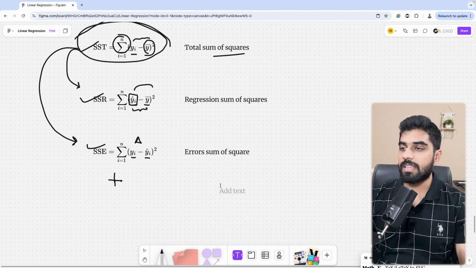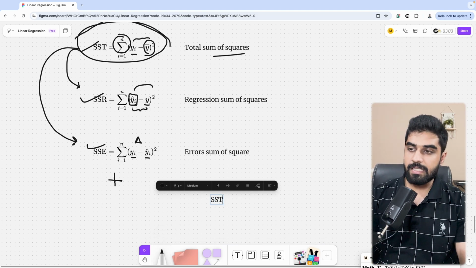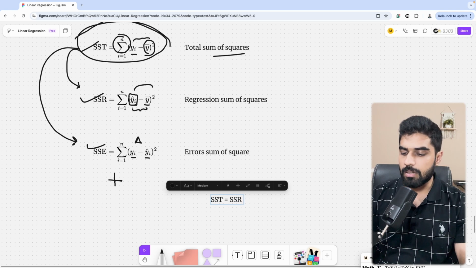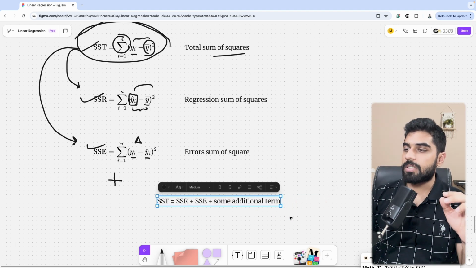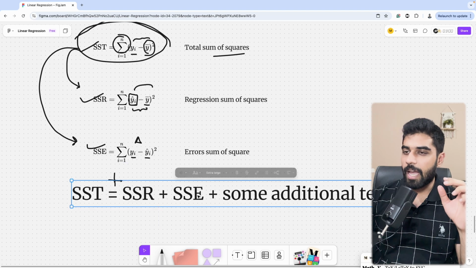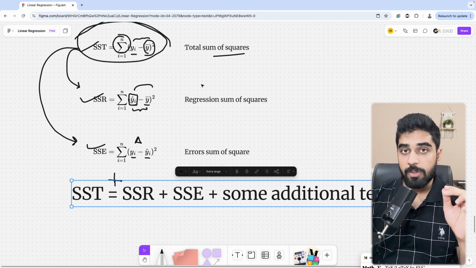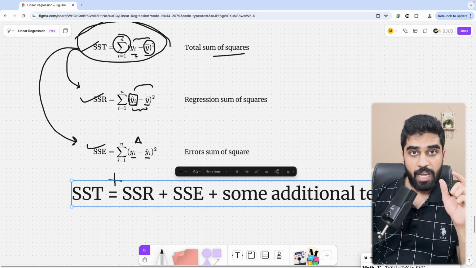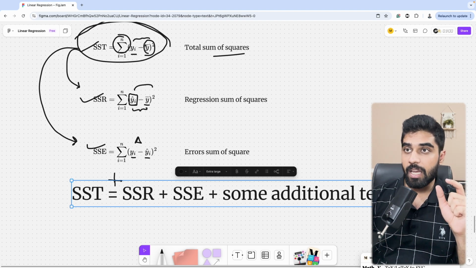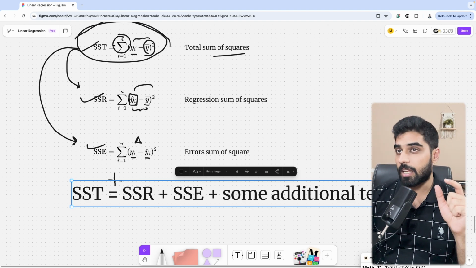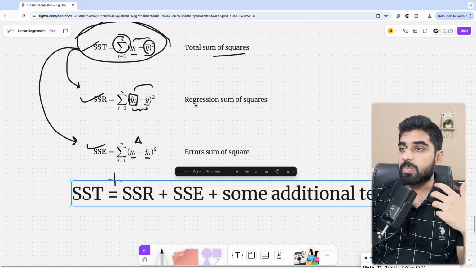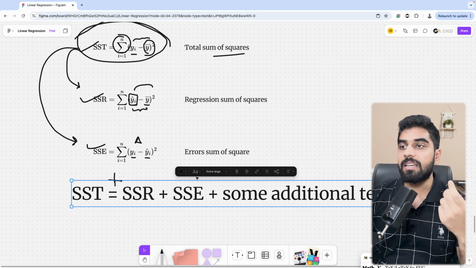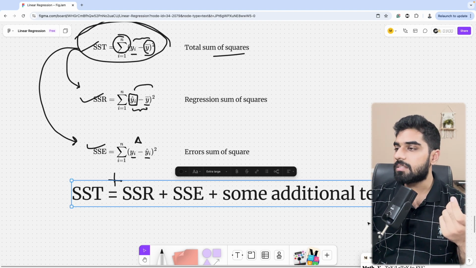So what I'm essentially saying is I am claiming that SST can be expressed as SSR plus SSE plus some additional term. Okay. Intuitively, let's try to understand what I am claiming here. I'm saying that the total sum of squares, where each actual value of y is differing from the mean, and how much of it is differing from the mean, and I calculate the total sum of deviation, this actual deviation square is explained by regression's deviation and the error's deviation, right? And then this some additional term.